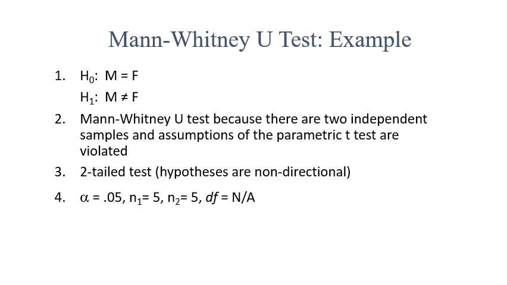Our null hypothesis is that male equals female. Our alternate hypothesis is that male is not equal to female. In general knowledge, you could put that there as well. We're doing a Mann-Whitney U test. It's two-tailed. Alpha equals 0.05, N1 equals 5, N2 equals 5. Degrees of freedom is not applicable because there is no degrees of freedom for the Mann-Whitney U test.